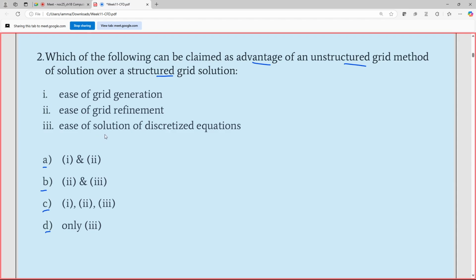Try to find out which among the statements are the advantages of the unstructured grid method over a structured grid. You can inbox your answers.